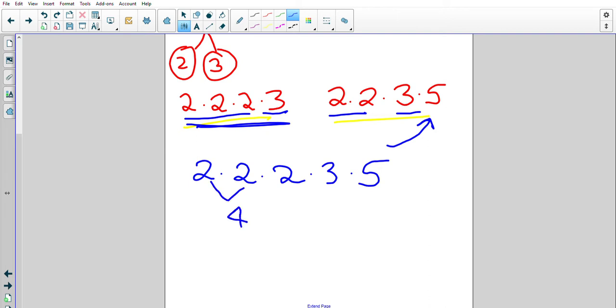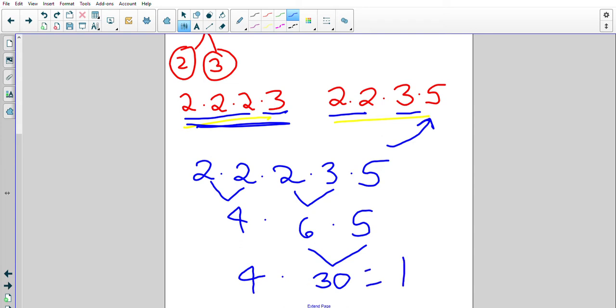So let's see what happens when we multiply these together. 2 times 2 is 4. 2 times 3 is 6. And then I have 5. You can multiply in any way that is easy for you. I personally know this is going to end me with a 0 in the ones place, which makes my life easy. And so 4 times 30 is 120, and that's going to be my least common multiple.